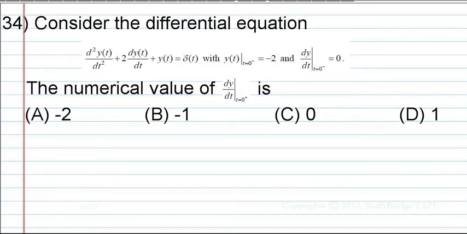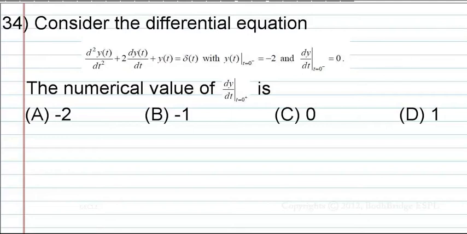Consider the differential equation d square y by dt square plus 2 dy by dt plus y of t equal to del of t, where y of t at t equal to 0 minus is minus 2 and dy by dt at t equal to 0 minus is 0. The numerical value of dy by dt at t equal to 0 plus is. The options are minus 2, minus 1, 0 and 1.